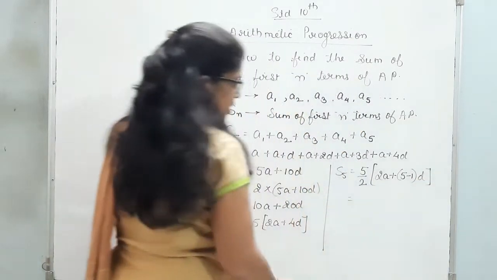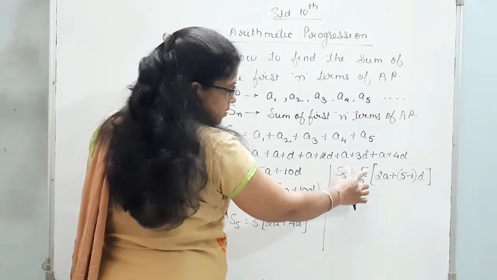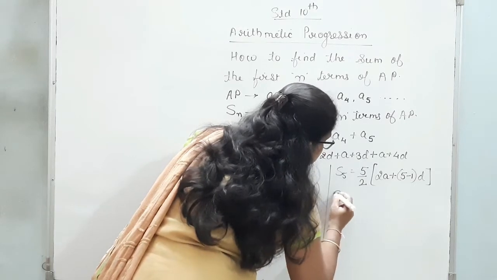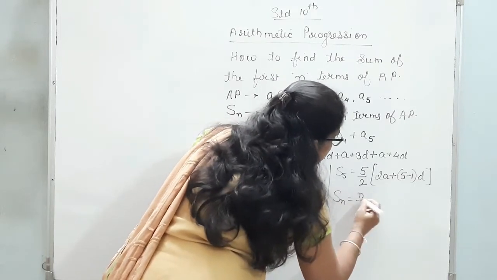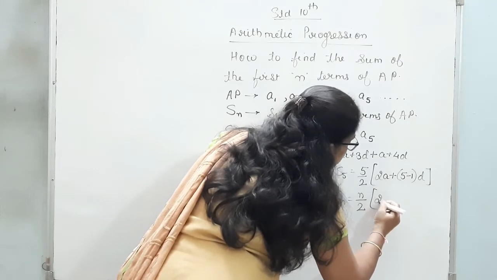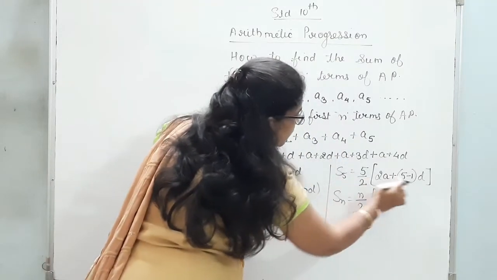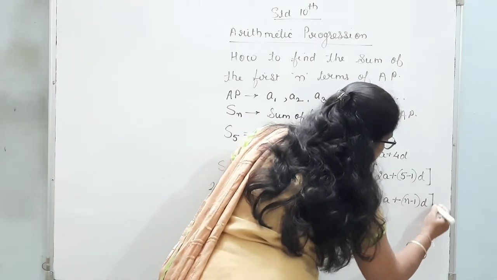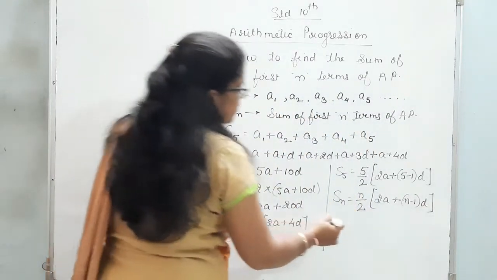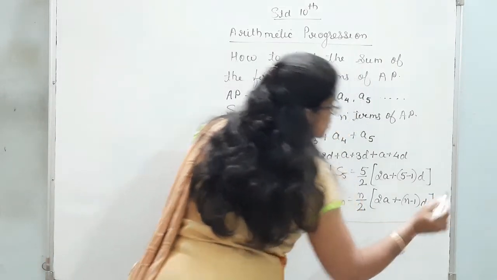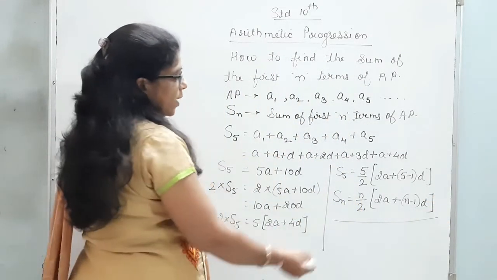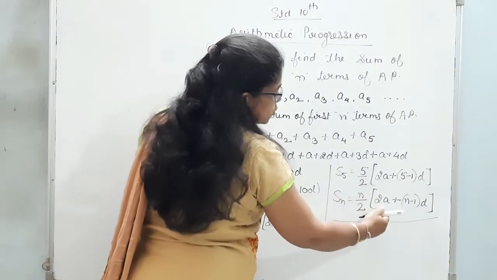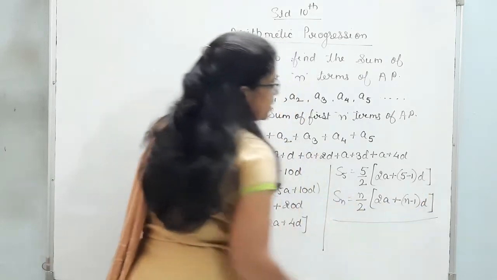So just check here, what is this 5? It is the number of terms, N. So here we can write this as Sn is n upon 2, 2a plus n minus 1 into d. So this is our second important formula of this chapter, that is how to find the sum of the n terms of AP. Sn is n upon 2 into the bracket 2a plus n minus 1 into d.